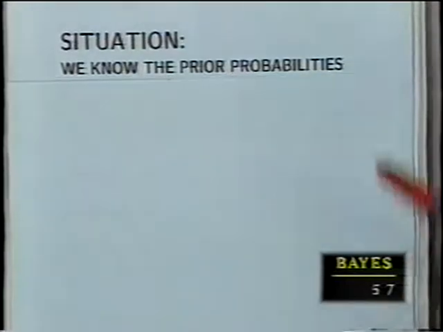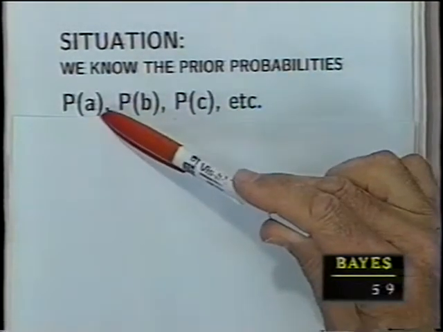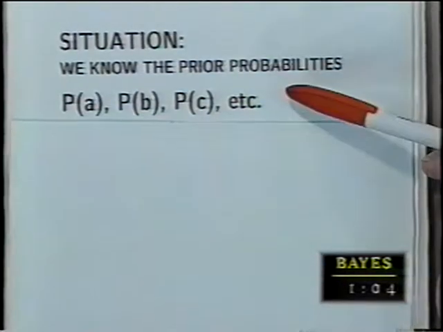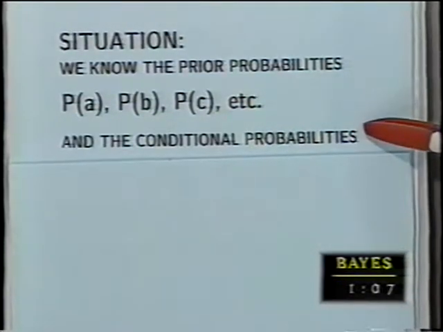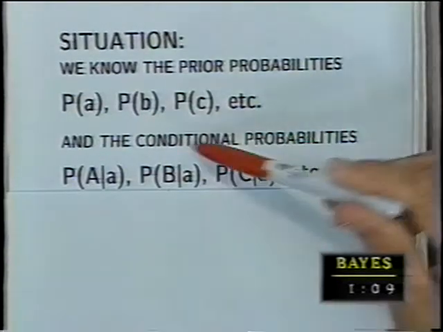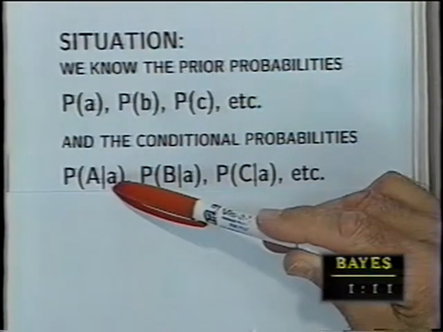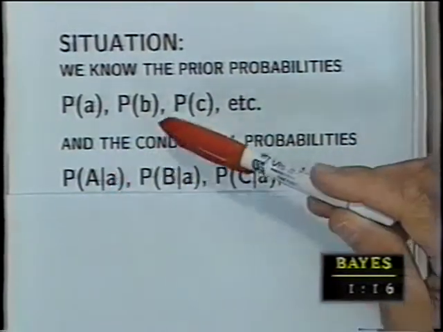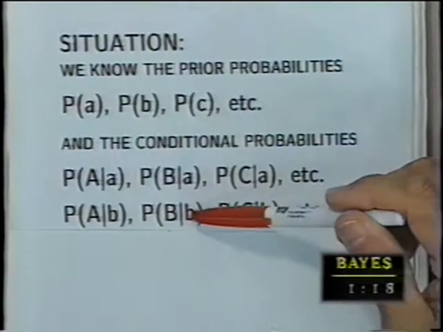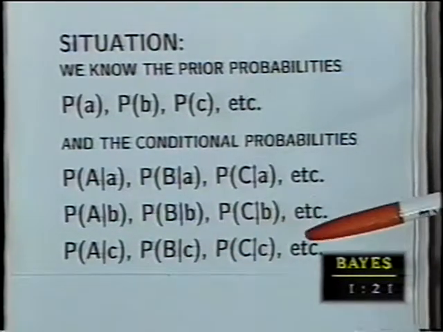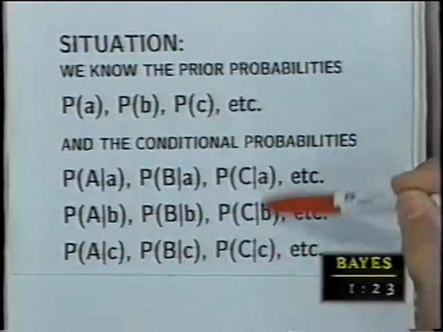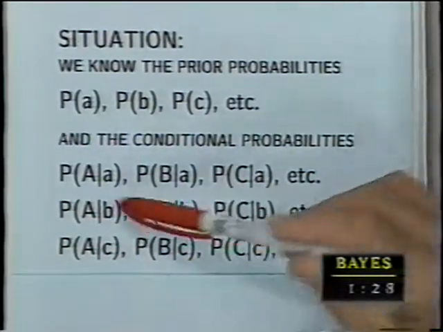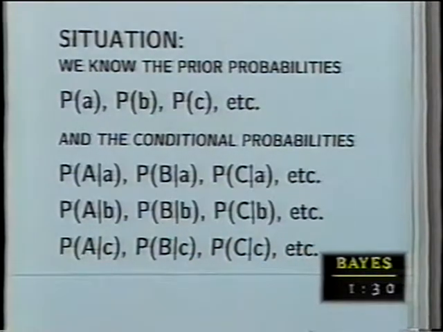The situation is the following. We know the prior probabilities. That is, we know the probability that this will happen or this or this. That we can figure out. We can also figure out the conditional probabilities. That is, the probability of what happened second given that I know what happened first. And the little letters are what happened first, so I know either little a occurred, or little b occurred, or little c occurred, and I can figure out the probabilities of each of these possibilities.